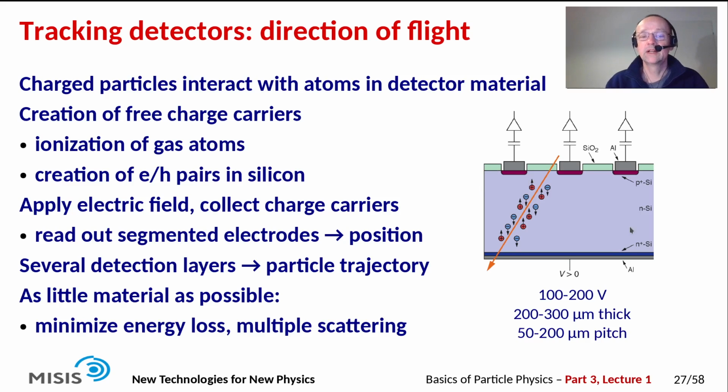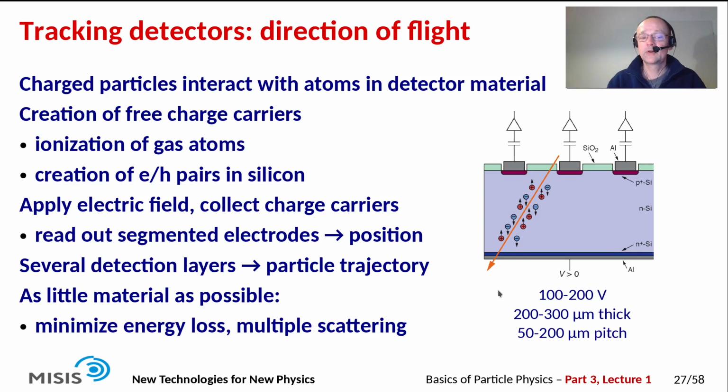If we apply an electric field across the detector volume, we can collect these charge carriers and we can measure the signal that these charge carriers induce on segmented electrodes. If we know which electrode has seen a signal, we know where the particle has gone through the detector. And if we now put several detection layers one after the other, we can combine the information from these different detection layers in order to follow the trajectory of the particle.